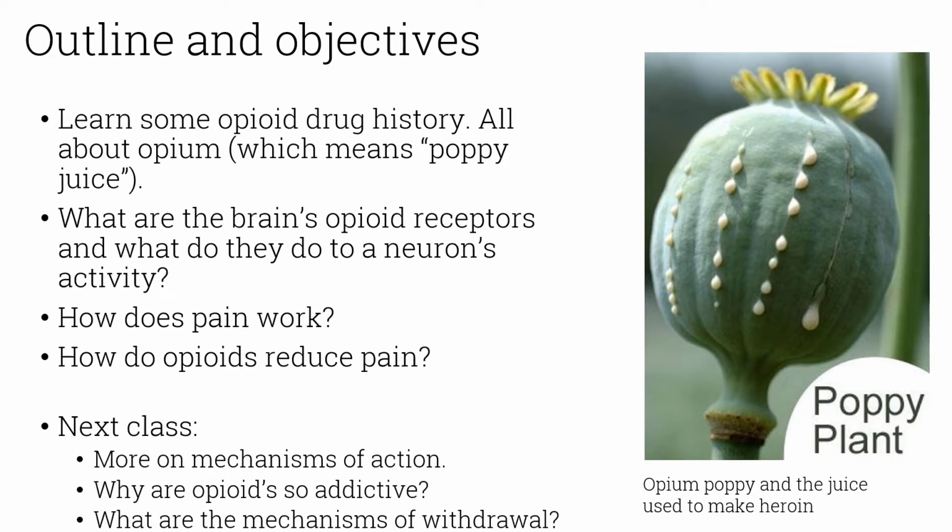We'll look at the brain's endogenous opioid receptors and where they're distributed in the brain, and we'll look at what effect opioids have on neural activity. We'll look at some underlying neural circuitry for pain perception and what effect opioids have on the function of that circuitry and how opioids act to reduce pain. Next time, we'll look at some of the underlying mechanisms behind the function of opioids and why they can be so addictive, as well as some of the mechanisms of physical dependence and withdrawal.